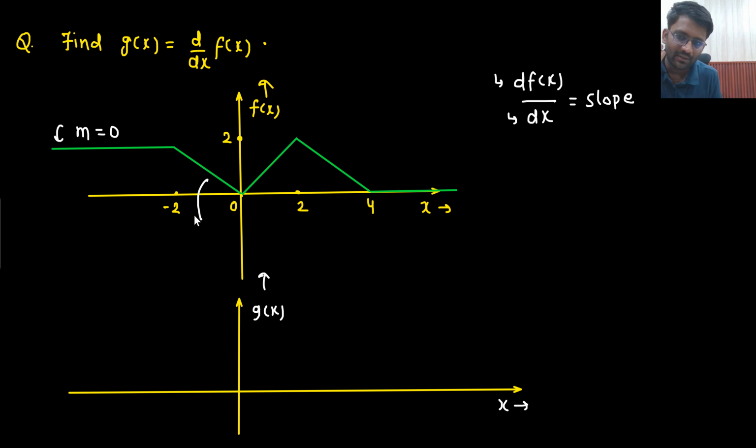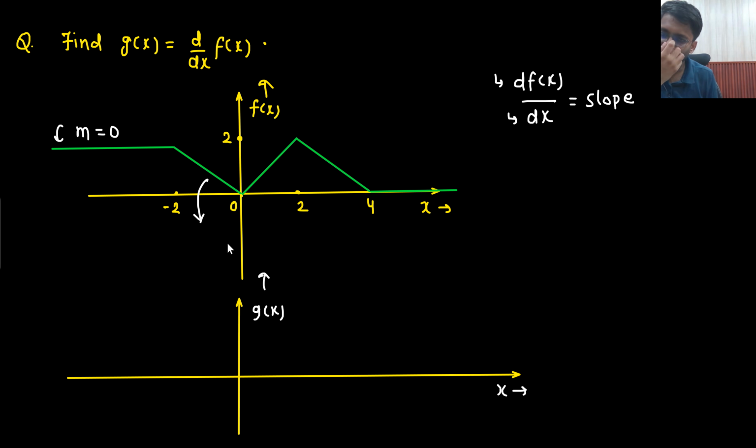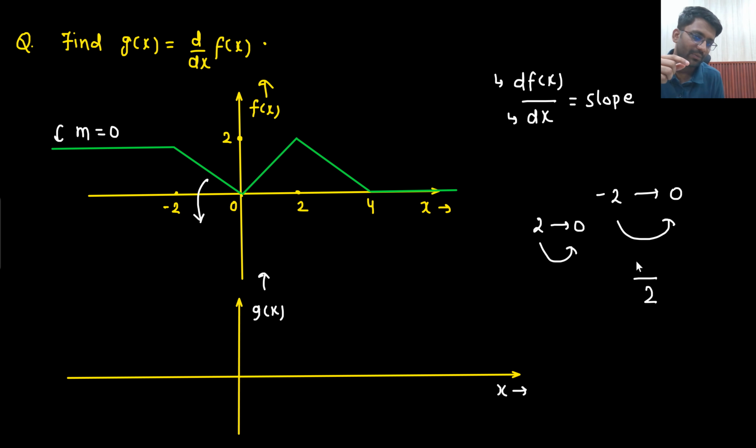What is the slope here? Let me know what is the slope here. Sir, x is going from minus 2 to 0. That means x is increasing by 2. What is happening with y? y is going from 2 to 0. That means y is decreasing by 2. So what is the slope? Slope is minus 1. What is the slope here? Slope is plus 1 here.